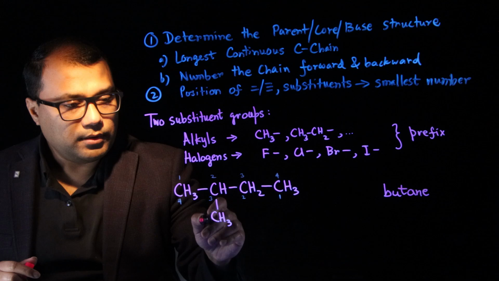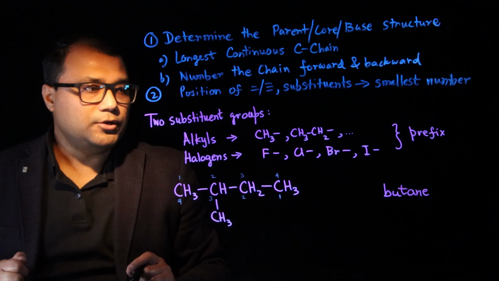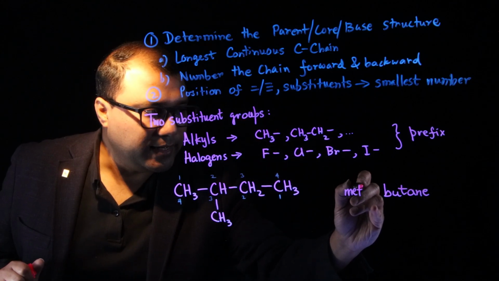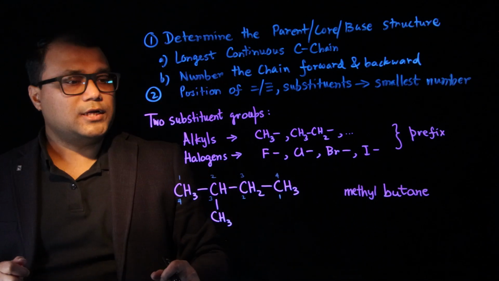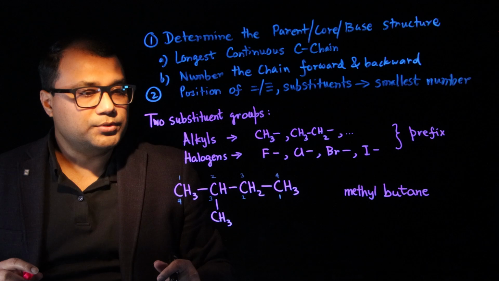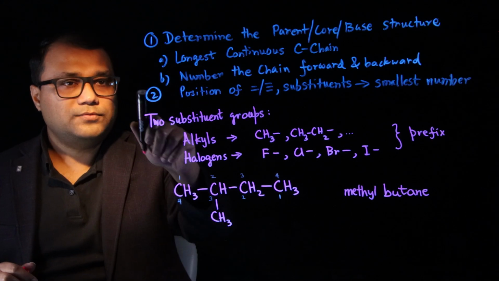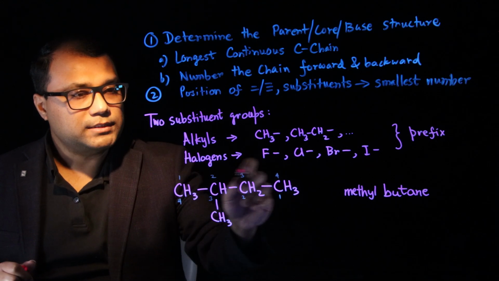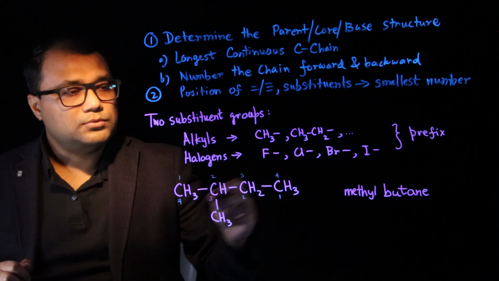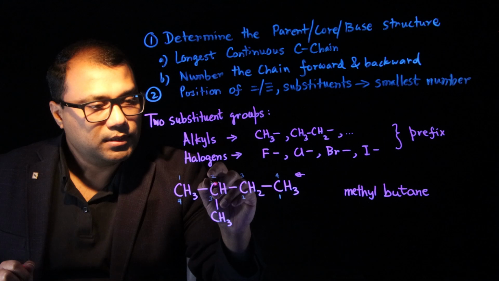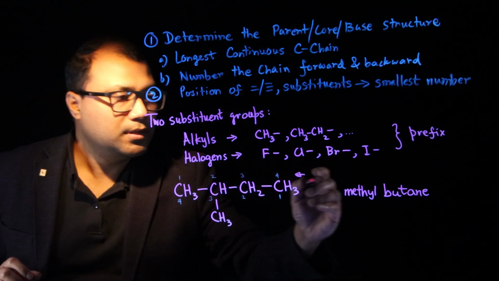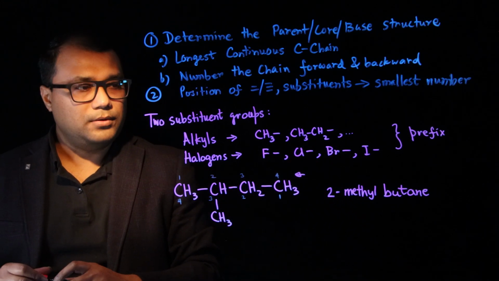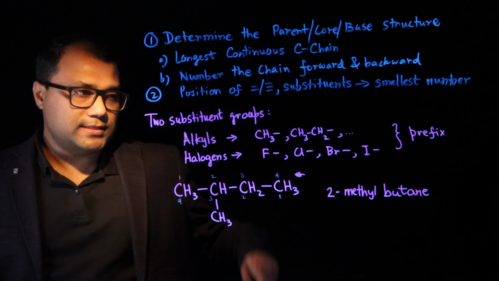Now how we name this one, the methyl group, is we prefix that, okay? So this is methyl butane, but then it's not complete because we need to indicate the position of this methyl group. So that's where we look at rule number 2. So the position of the methyl group will have to take the numbering scheme where it gives the smallest number. So if we take this numbering scheme, then methyl group is at position 2. So this becomes 2-methylbutane. All right.